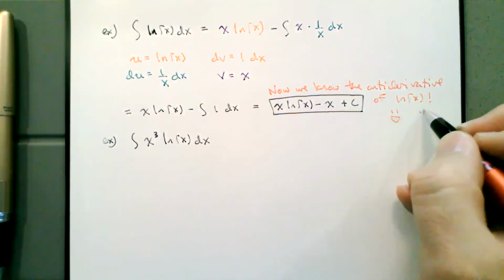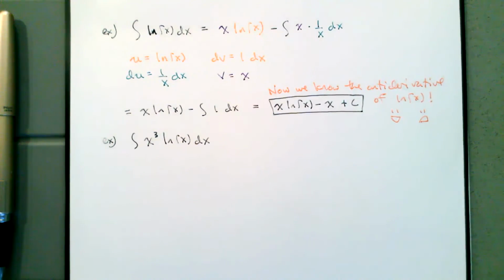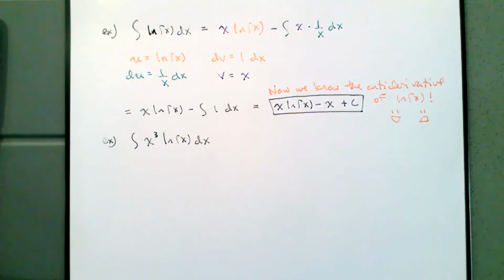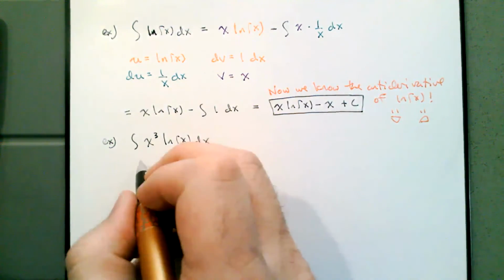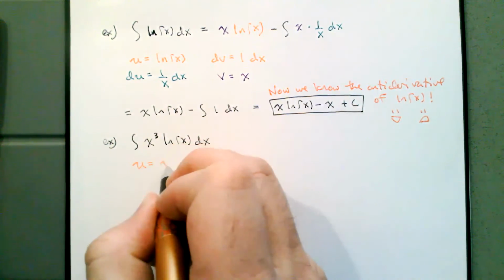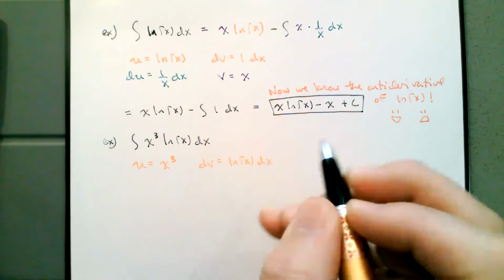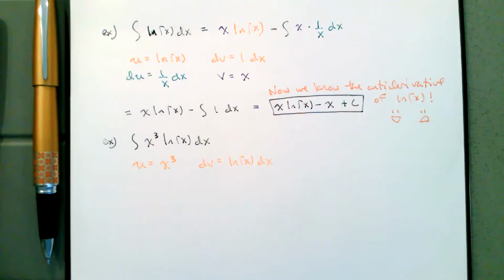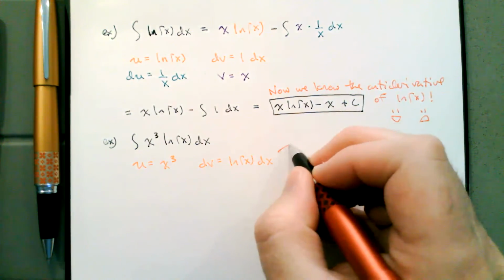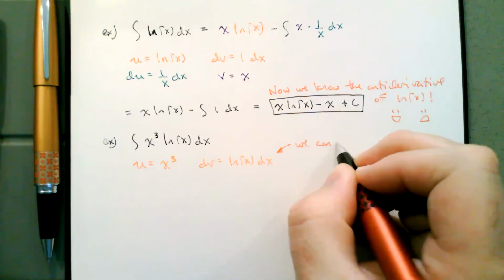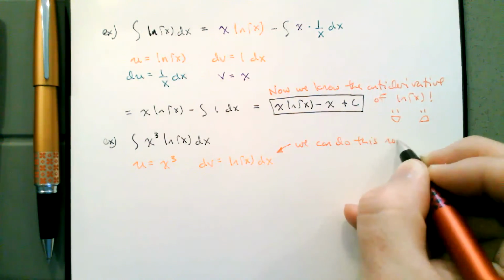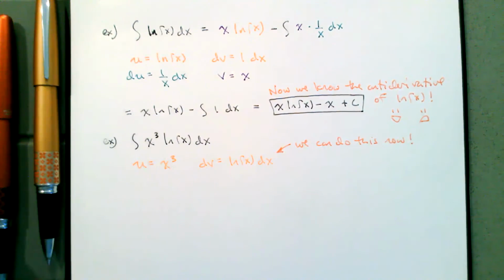So that's awesome, but that's also terrifying because we know stuff. So that previous thing we said before, when we didn't know the antiderivative of natural log of x, we know that now. So what happens if u is x cubed and I put in the dv slot the natural log of x dx? Earlier, we said we don't know the antiderivative of natural log of x, so we can't use this. But now we can. So we can do this now.